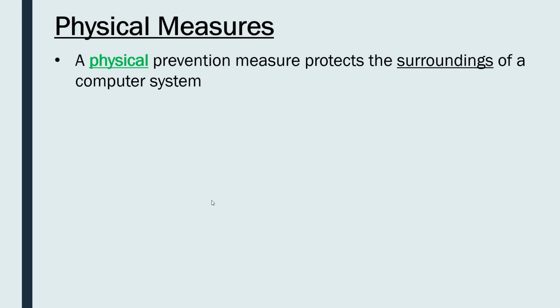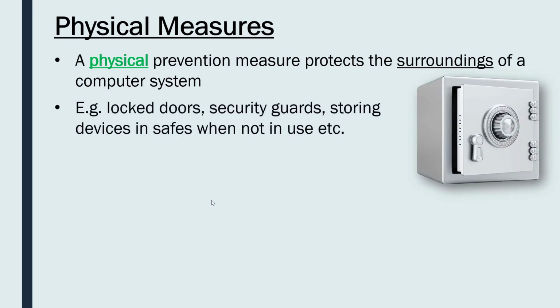Okay, so we're going to now look at more measures and split them into physical and logical prevention measures. First of all, physical measures protect the surroundings of a computer system, the computer system being the entire thing. Or you can look at it another way, as the computer system being protected from the surroundings. Essentially, limiting access to the device.